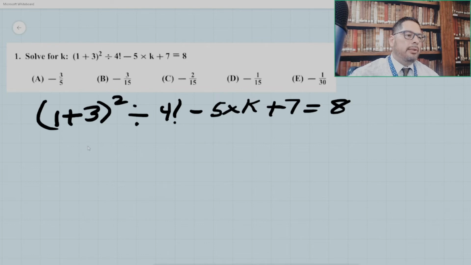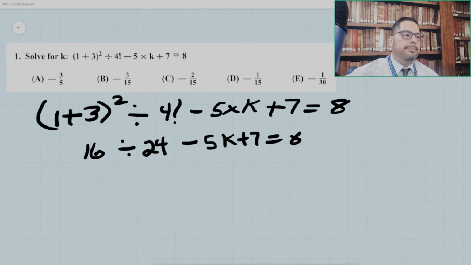And that 4 squared is 16. That's inside the parentheses. Divided by 4 factorial, we just did, is 4 times 3 times 2 times 1. That's 24. Minus 5k plus 7 equals 8. And so we have 16 divided by 24, which has a common factor of 8. And so it becomes 2/3 minus 5k plus 7 equals 8.